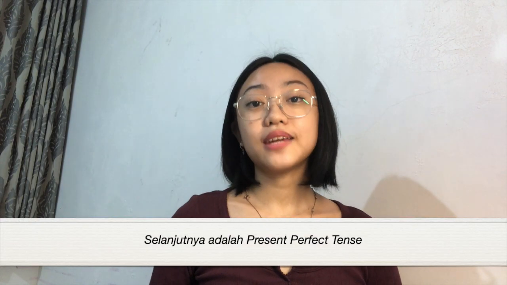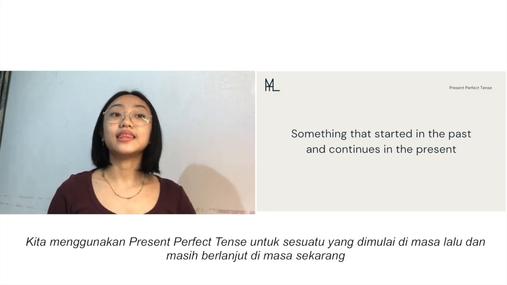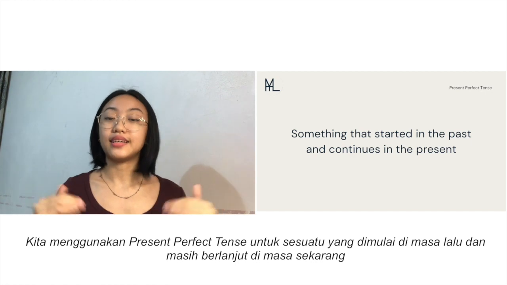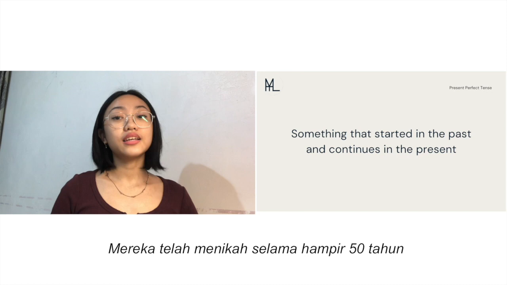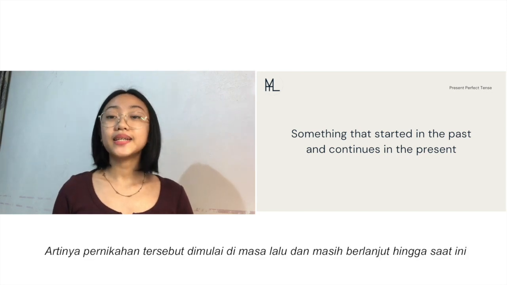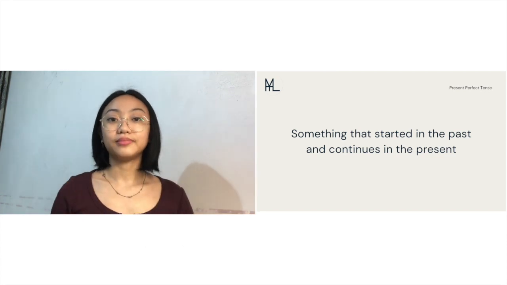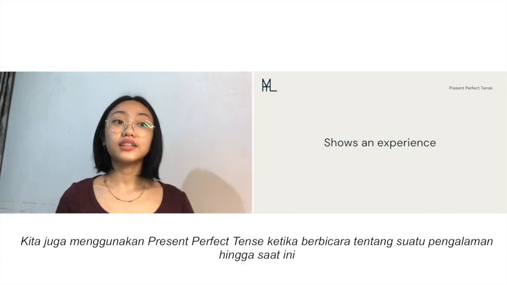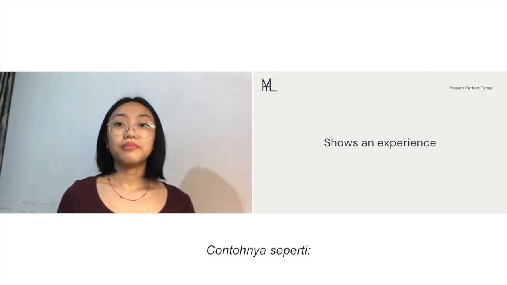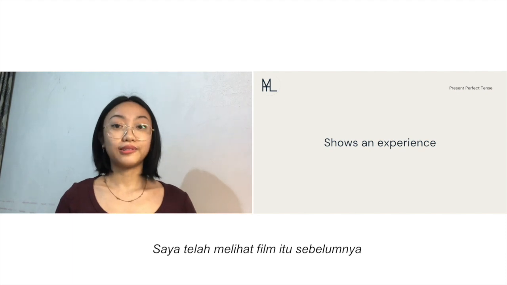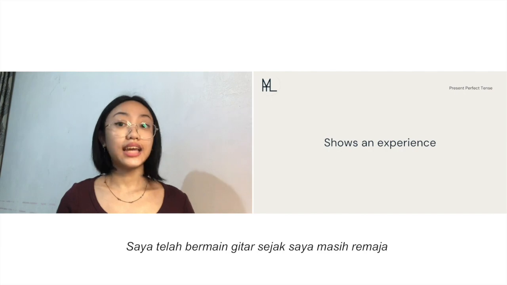The next one is present perfect. We use present perfect for something that started in the past and continues in the present. For example, they have been married for nearly 50 years. It means that the marriage started in the past and still continues in the present. We also use present perfect when we are talking about our experience up to the present. For example, I have seen that film before, or I have played the guitar since I was a teenager.